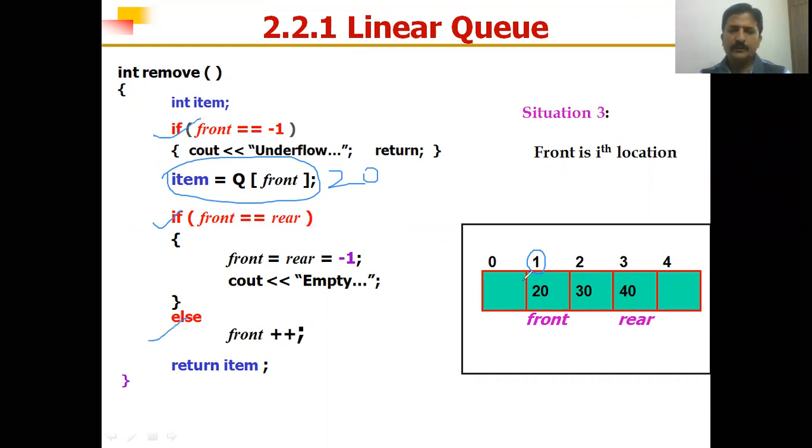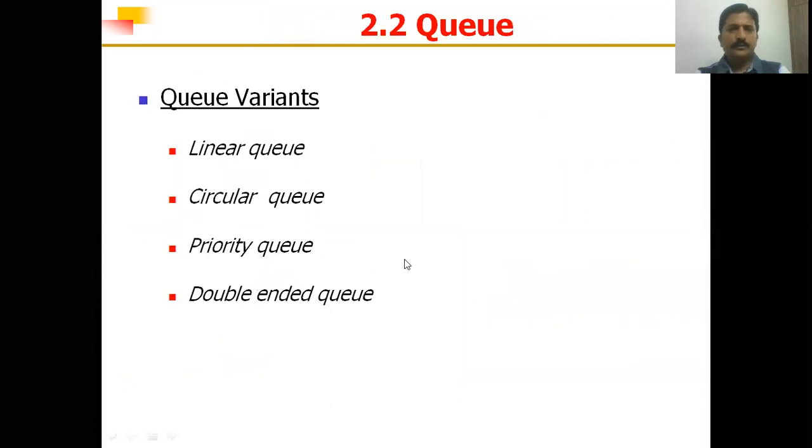In the else, when all these conditions are false, that means you have to remove the element from the front. How to remove the element from the front? Increment front by 1. When you increment front by 1, it's like the element is removed. What is the element that is going to be removed here? 20 is going to be removed. You can see 20 is removed and front is incremented by 1. Finally you are returning the element that has been removed. So this is how the linear queue works.